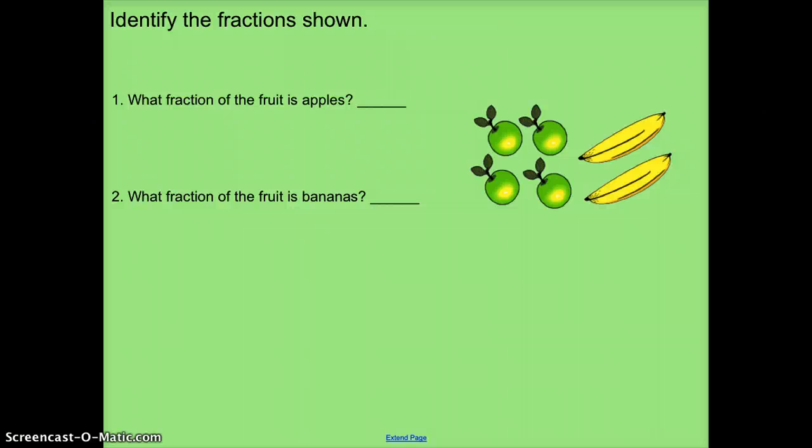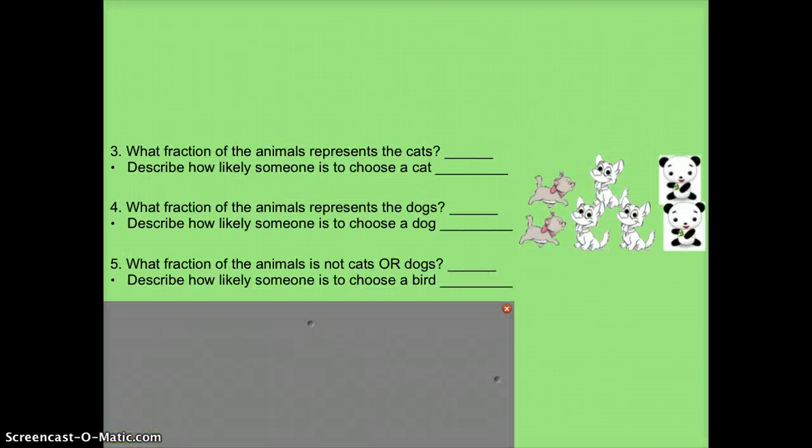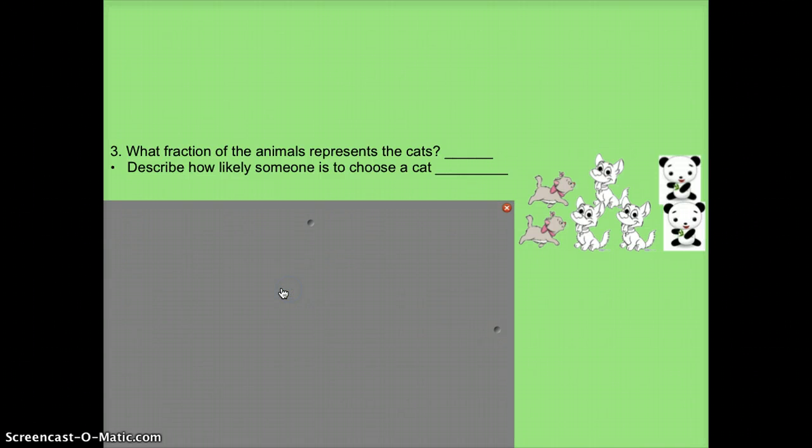Starting out simple, what fraction of the fruit is apples? So I'm going to look for the apples. Looks like there's 4 apples out of 1, 2, 3, 4, 5, 6 total pieces of fruit. What fraction is bananas? 2 out of 6. Starting out simple.